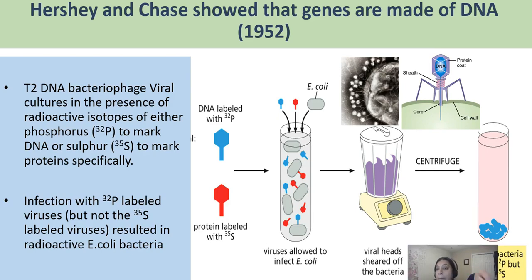So all the viral body was made up of proteins, the protein coat, the sheath, everything was protein, but the inside contained DNA, which is what was injected into the bacteria. So this conclusively shows that DNA is, again, the transforming material, and that's where the genes are going to be hanging out.